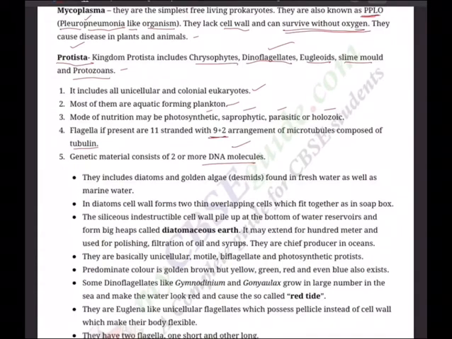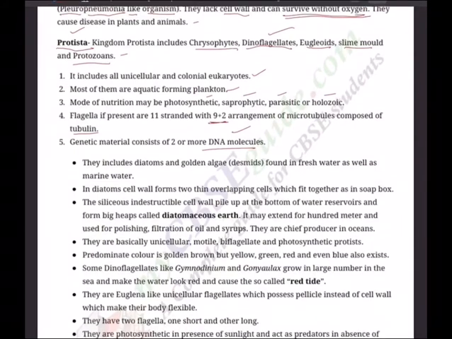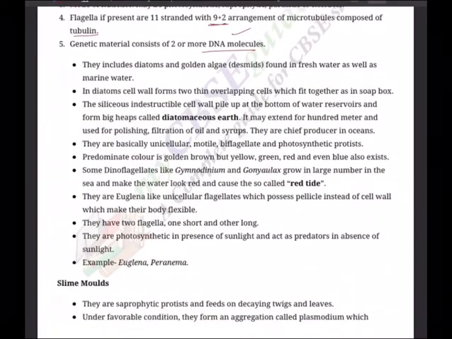In diatoms, the cell wall forms 2 thin overlapping shells which fit together as in a soap box. The siliceous, indestructible cell wall piles up at the bottom of water reservoirs and forms big heaps called diatomaceous earth. Normally in your competitive exams this will be asked: what is diatomaceous earth? It may extend for 100 meters and is used for polishing, and filtration of oils and syrups. They are chief producers in the ocean.